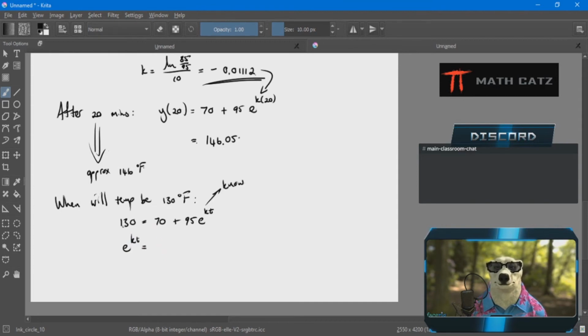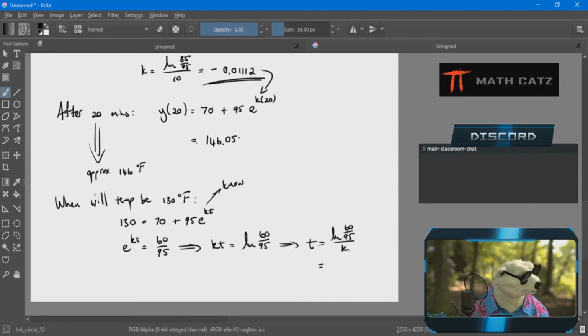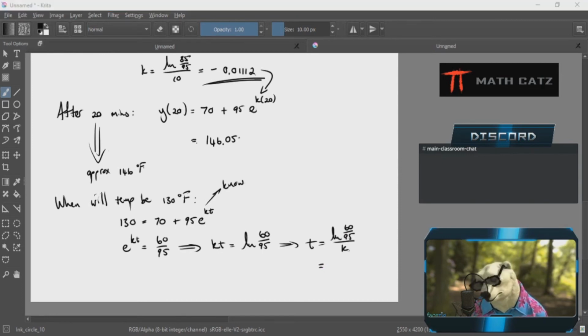We could say, well, 130 minus 70, that is 60. So 60 over 95. So kt will be the natural log of 60 over 95. So t is what I'm trying to solve here: log of 60 over 95, over k. Let's see what we get. Remember to not use a k value that is rounded too much or at all.